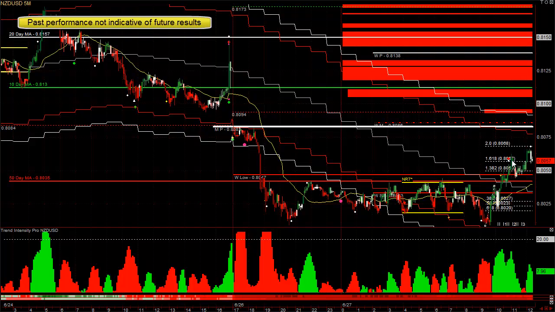You would have went short. You look at the first fib target, and if it shoots through there, you sell the second one. If it goes sideways there and then breaks down, you sell the first one. So this one here really didn't generate too much of a profit.